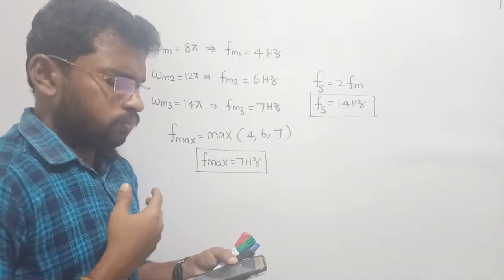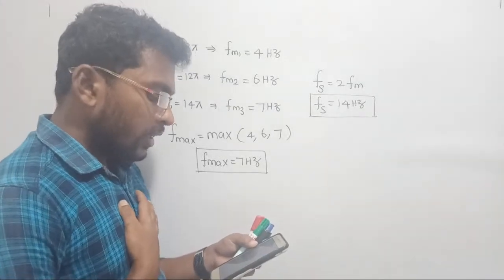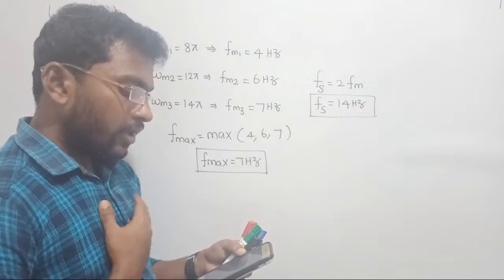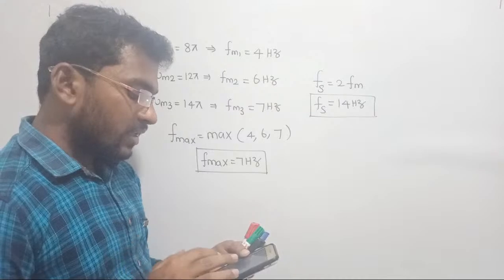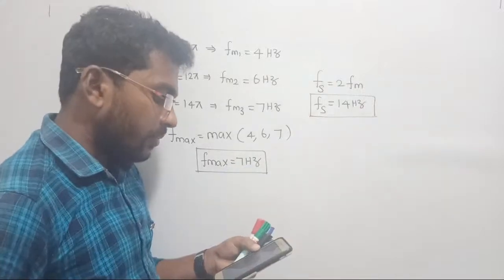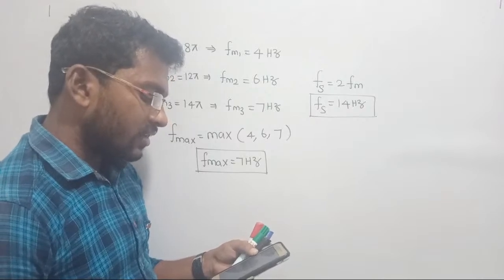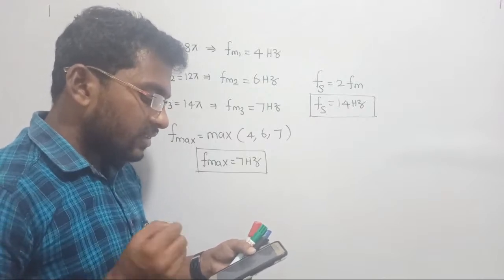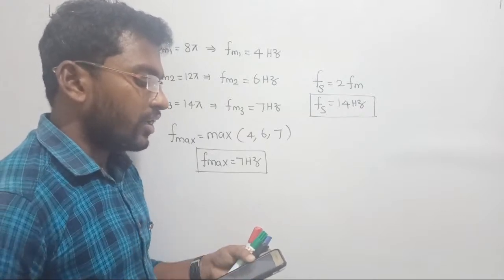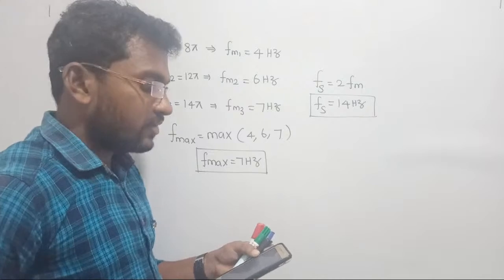A sinusoid. The sinusoid x of t of unknown frequency is sampled by an impulse train of period 20 milliseconds. The resulting sample train is next applied to an ideal low pass filter with a cutoff frequency of 25 Hz. The filter output is seen to be a sinusoid of frequency 20 Hz. This means that x of t has a frequency of? Can anyone find this answer?